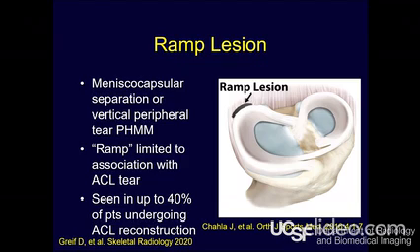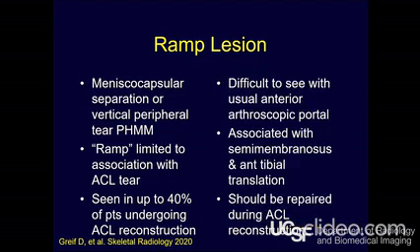So it's good if you can mention it beforehand because it's hard to see with the scope. They pull on the meniscus and see if it's more mobile to try to make that diagnosis. Then they have to go in a different portal to get to it. So that's sort of the findings. And it's interesting that you see it with an ACL tear.